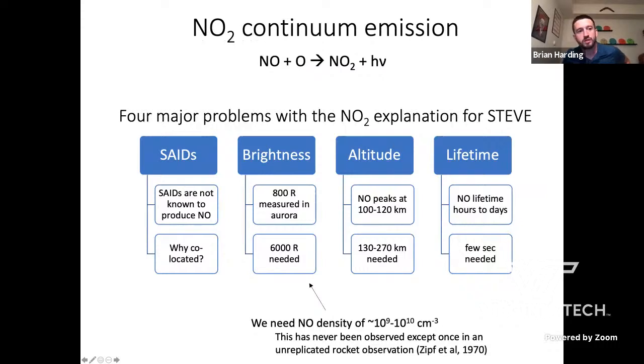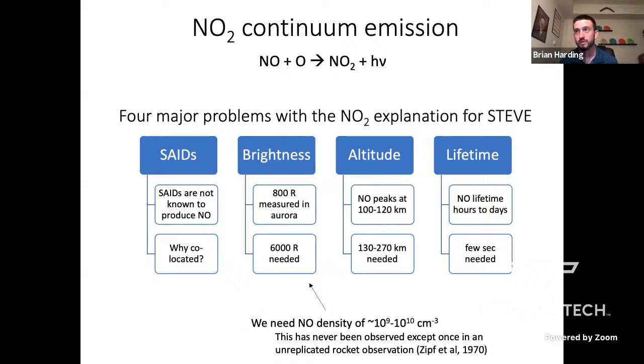Okay, so if you want to try to use NO2, the NO2 continuum emission to explain what Steve is, you run into four major problems right away. The first is you need a ridiculous amount of nitric oxide if you want to make this reaction happen fast enough to produce 6 kilorayleigh of emission that Megan showed. Depending on how much neutral upwelling you're getting, which is a major question, you probably need somewhere around 10 to the 9th or 10 to the 10th per cc of NO.